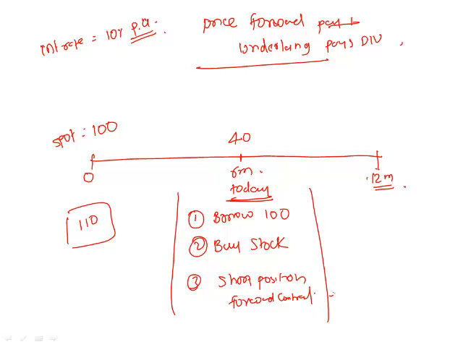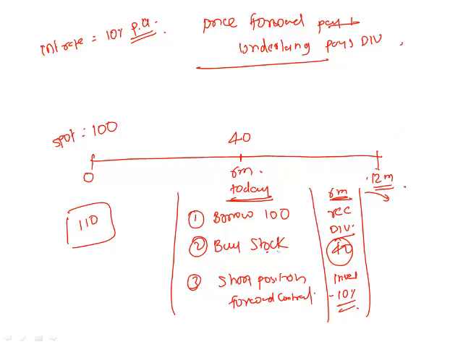Okay, what happens? After 6 months, since he is the owner of the stock as of now, he will receive a dividend of 40. Clear? So when he receives that dividend of 40, he will again invest it in the bank at the rate of 10% for 6 months. In the middle of the year, you receive the dividend and reinvest it.